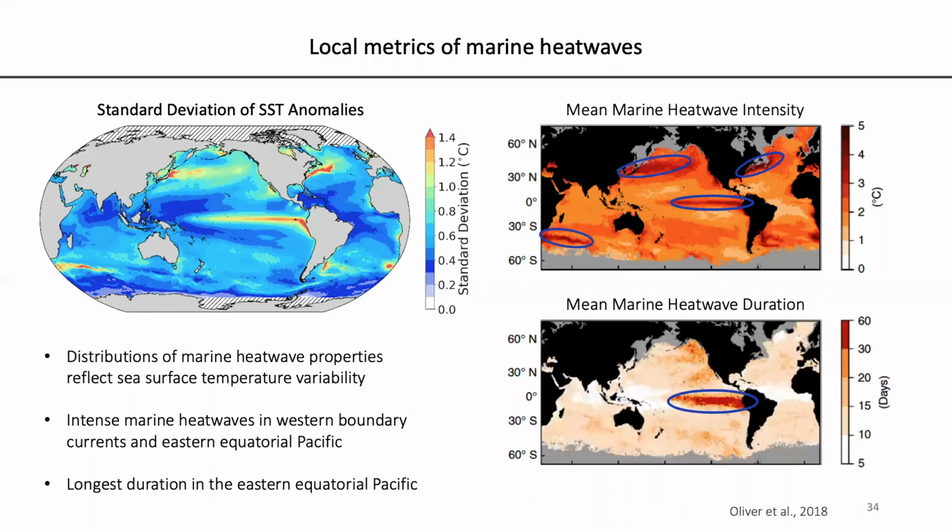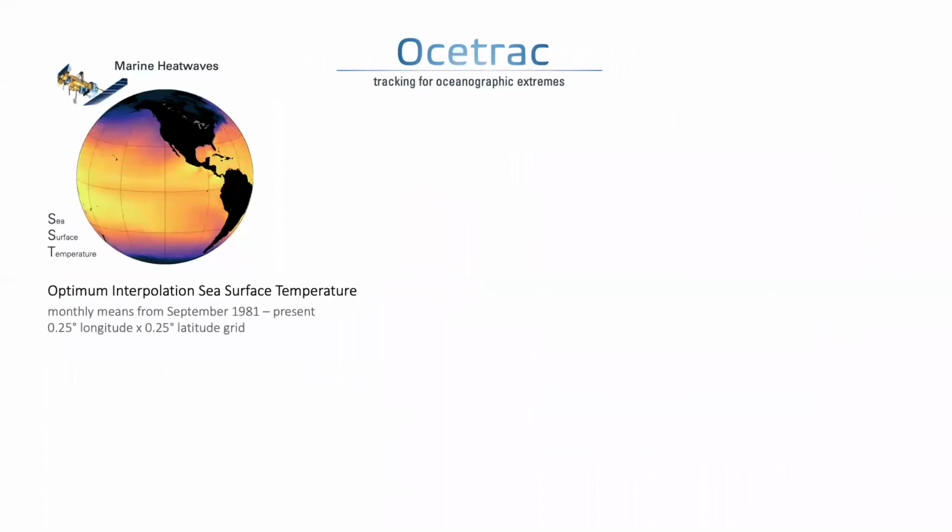We can also do this for duration, and we find that the longest duration marine heat waves occur in the eastern tropical Pacific, and that's undoubtedly related to El Nino events in this region that have a 3 to 7 year periodicity. So what are we going to do? We want to track marine heat waves in space and time. So we're proposing a new algorithm called Oceanography, and it can be used more generally for tracking other oceanographic extremes.